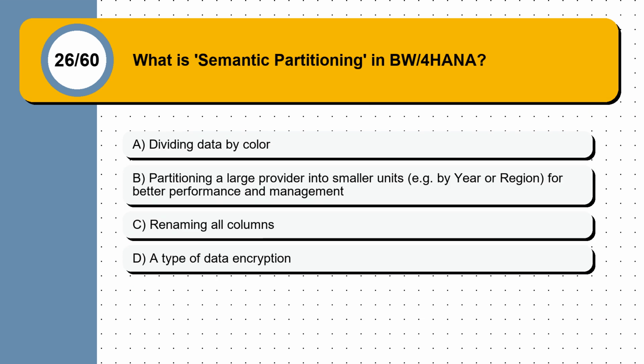Question 26. What is semantic partitioning in BW/4HANA? Option A. Dividing data by color. Option B. Partitioning a large provider into smaller units, e.g. by year or region, for better performance and management. Option C. Renaming all columns. Option D. A type of data encryption.